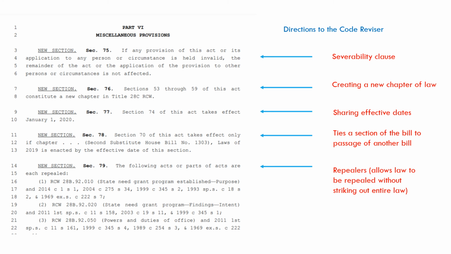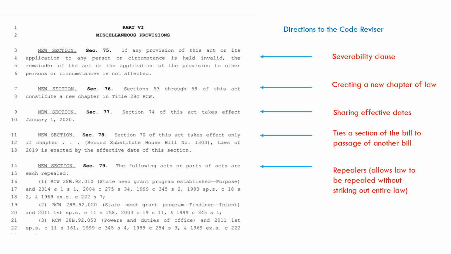The end of a bill, particularly a longer bill like this one, may have a lot of directions to the code reviser and anyone following the bill. For example, this bill includes a severability clause, which means that if one part of the bill isn't upheld in the courts, the other sections of law will stand. It also directs new chapters of law under specific titles. One of the sections takes effect January 1, 2020, which means all the other sections take effect 90 days after the end of the session in which the bill was passed.